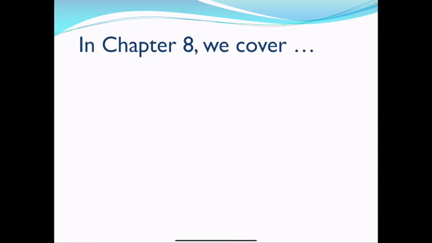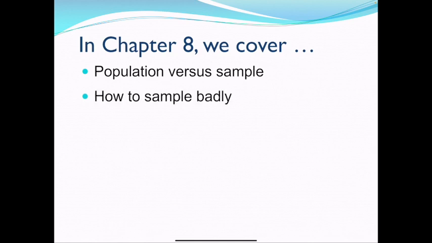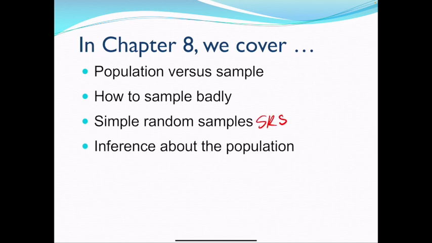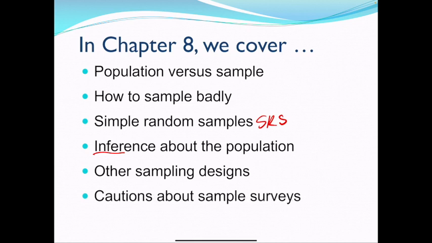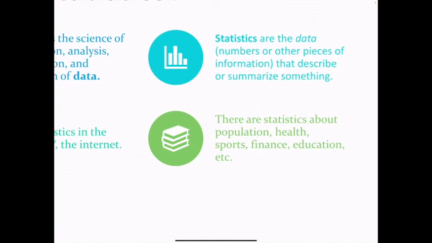In this chapter, we're going to cover population versus sample, how to sample badly. That's something you don't want to do, so we need to learn how to not do what we don't want to do. How to create simple random samples, also known as SRS. Gaining inferences, so inferring things about our population, other types of sampling designs, some concepts about sample surveys, and lastly, the impact of technology on sampling.